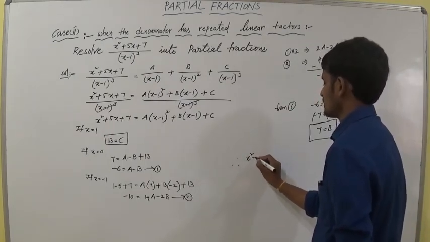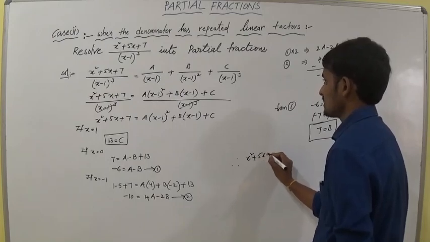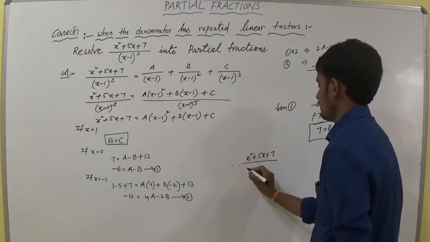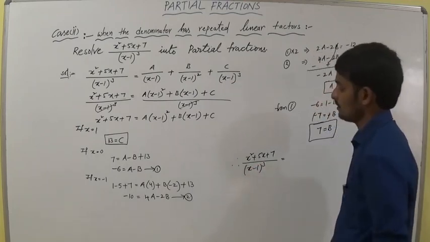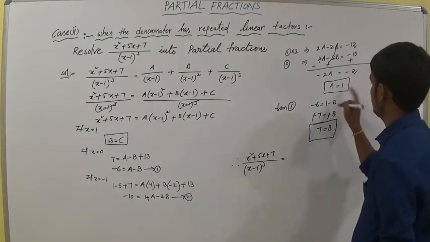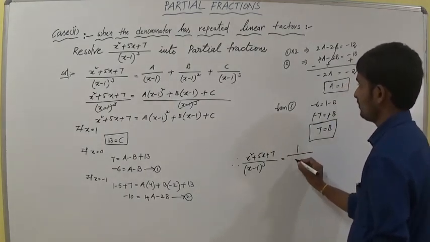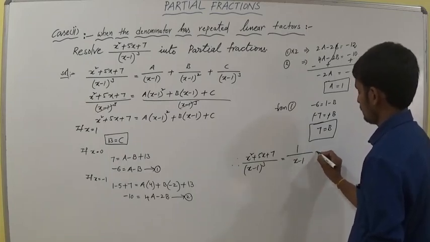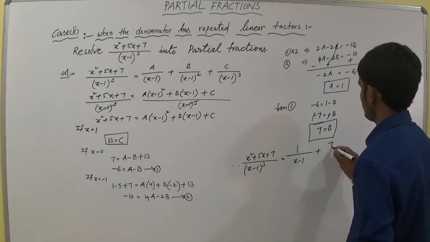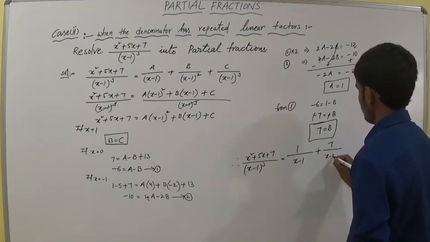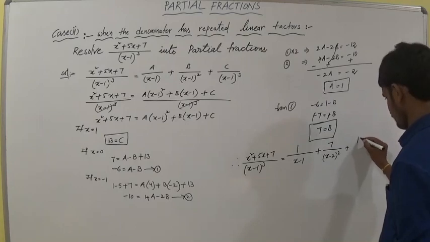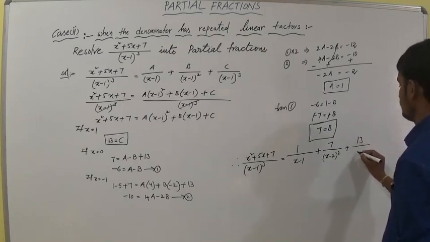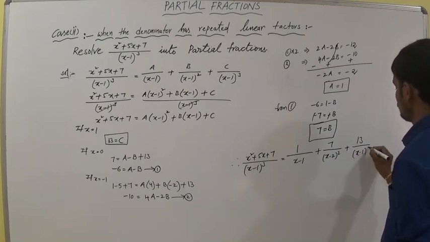x square plus 5x plus 7 by x minus 1 whole cube is equal to, what is the value of a? A is 1. So 1 by x minus 1, plus b is 7, 7 by x minus 1 whole square, plus c is 13, 13 by x minus 1 whole cube.